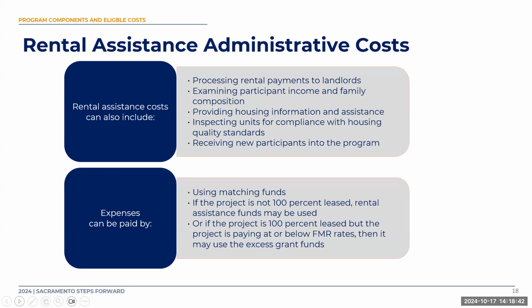There are other eligible costs under rental assistance, and this includes the list on the right. I won't read through all of them, but it can include things like examining someone's income and family composition, receiving new participants into the program. Expenses for rental assistance can be paid for using matching funds. Again, we're going to cover that more in detail. If the project is not 100% leased, rental assistance funds can be used, or if the project is 100% leased, but the project is paying at or below FMR, then it can use those excess grant funds. Next slide.